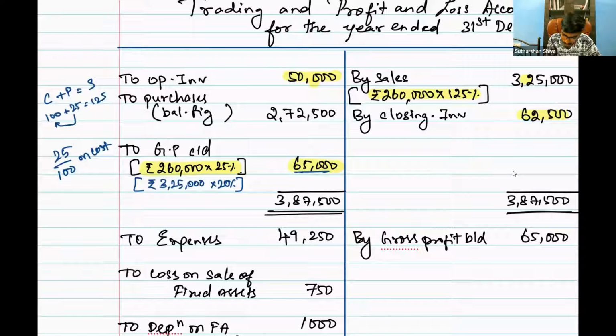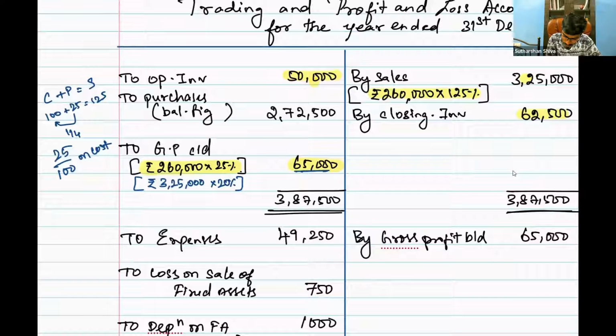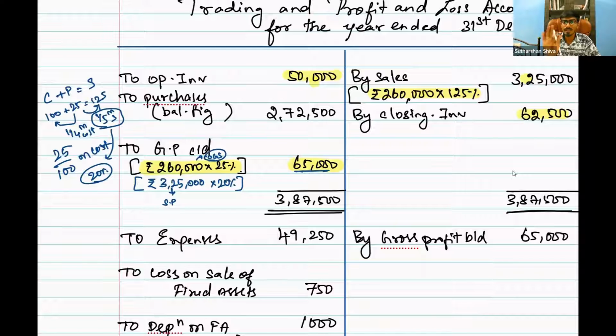So if it is cost, it will be 1/4 of cost, which is equal to 1/5 on sales. If it is 1/5 on sales, shall I say it is 20%? So that's what 3,25,000 into. Here I will consider the sales price. Here I am considering the cost of goods sold value. In any way you can do, both ways the answer will remain the same. Are you able to understand?